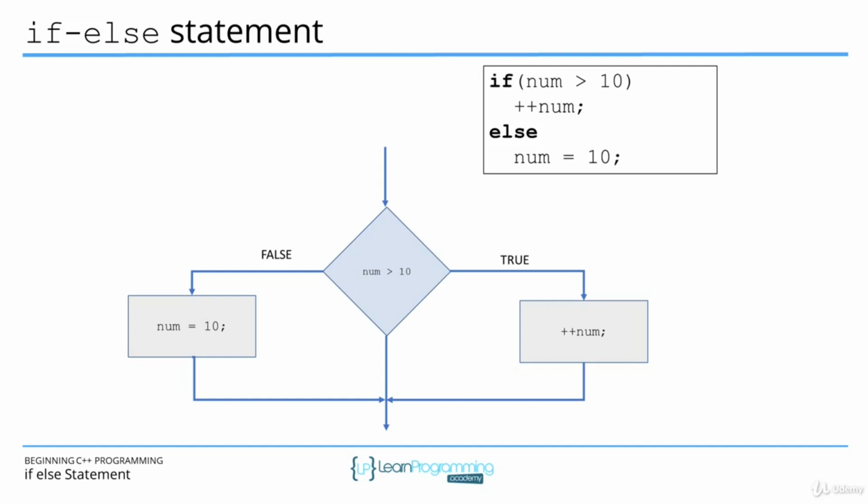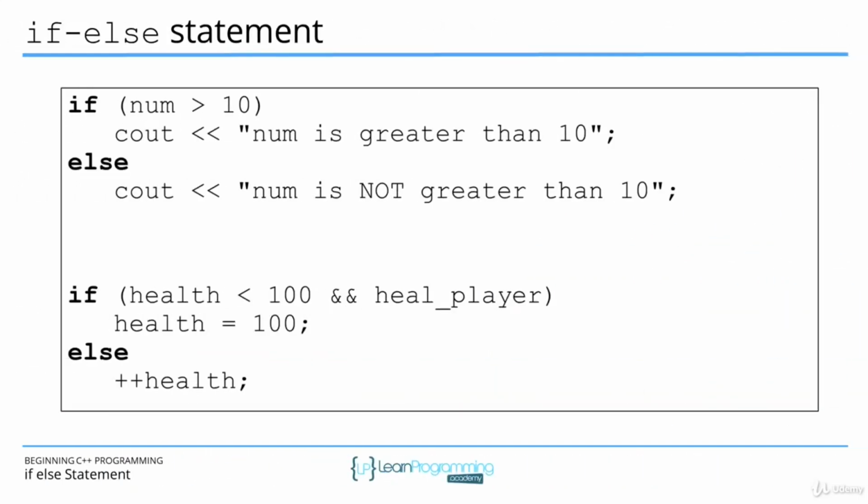Let's see a few more examples. In the first statement, we check if num is greater than 10. If this is true, we display num is greater than 10. If it's false, we display num is not greater than 10. In the second example, we check if health is less than 100 and heal player is true. If both these conditions evaluate to true, then we assign 100 to the player health. Otherwise, we'd simply increment the player health.